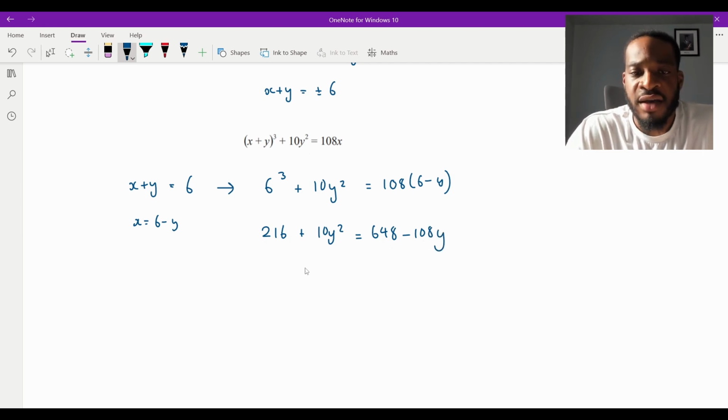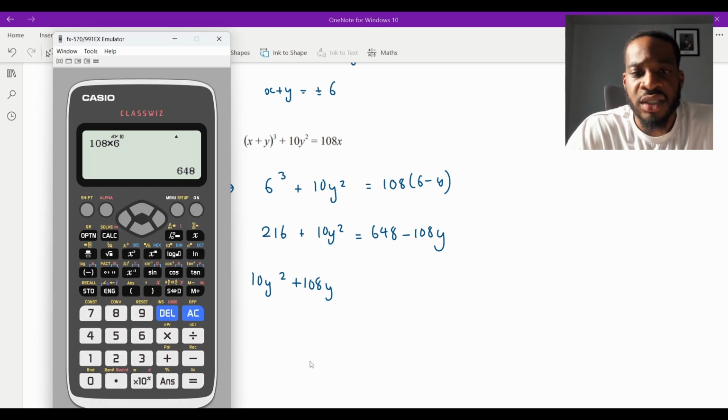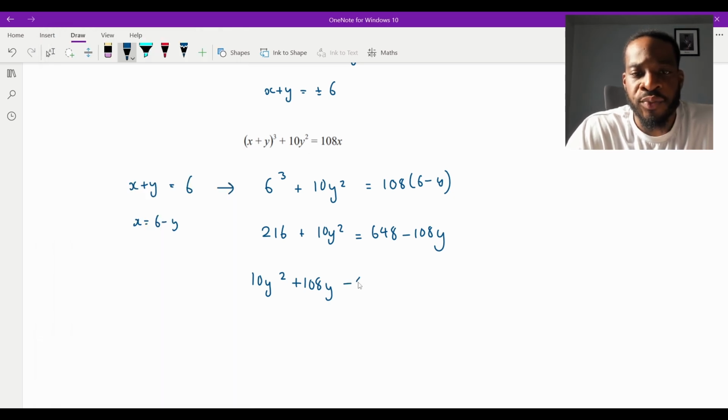So let's move everything from right to left. So I'm going to have 10y squared there, and then a plus 108y there, and then 216 minus 648. That will equal minus 432, and that will equal 0. And then it's a quadratic here. I'm going to divide by 2 because why not? But you could put this directly into the calculator, it won't change. That's going to be 54y, and that will be minus 216 is equal to 0.